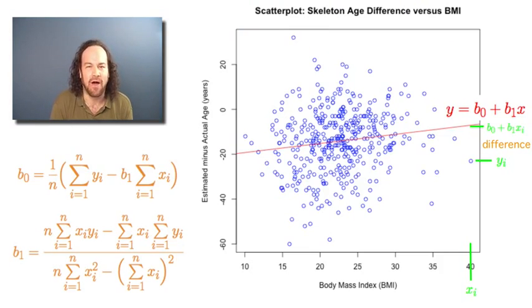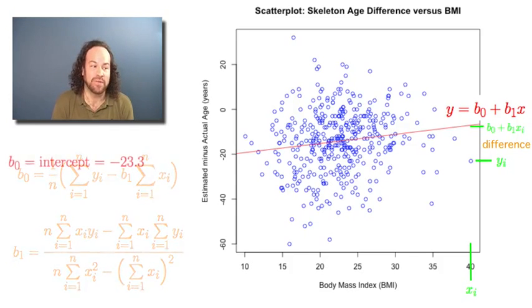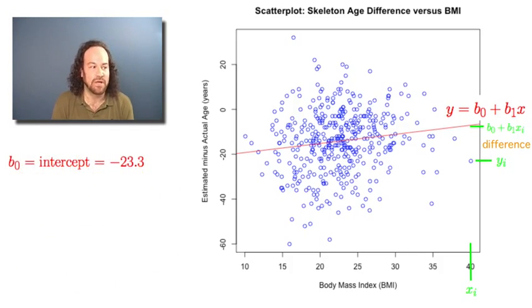We're not eyeballing what seems like a good line of best fit. We're using a formula to find the line of best fit which minimizes this sum of squares of the differences between the predicted values and the observed values. In this example, when we work out those whole formulas, or let the computer do it for us, we compute that b0, which is sometimes called the intercept, works out to minus 23.3 years. And b1, which is sometimes called the slope, works out to plus 0.41. And that's what gives us this red line that we've graphed here.